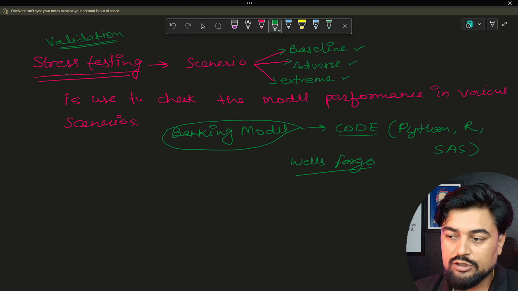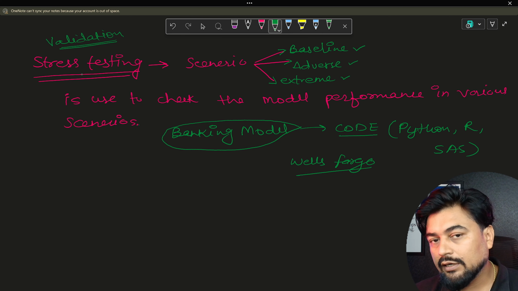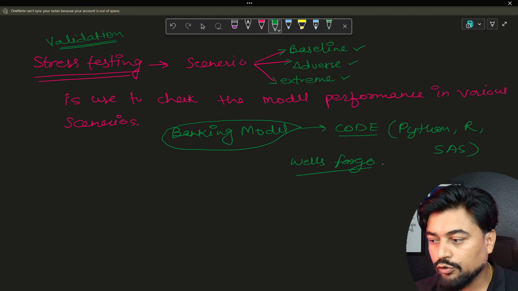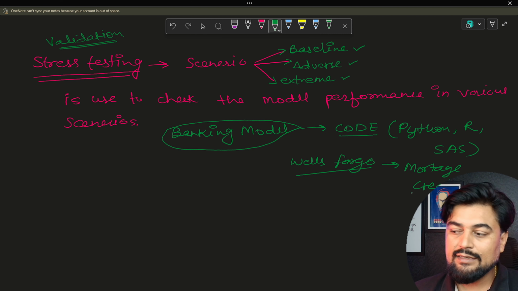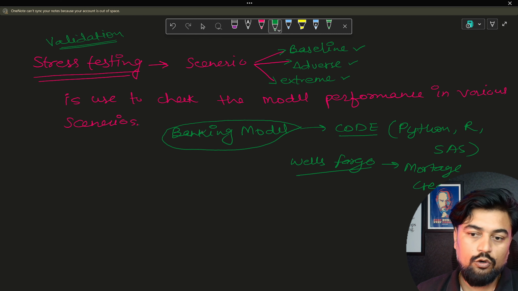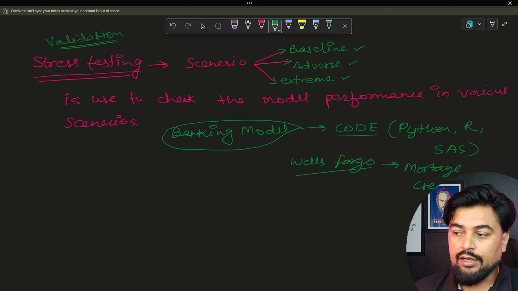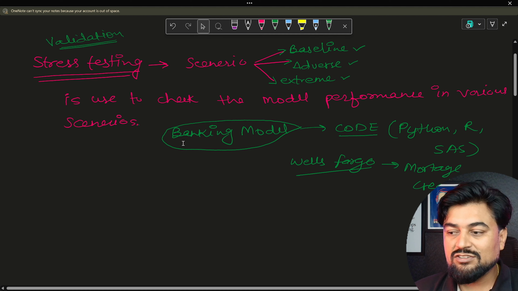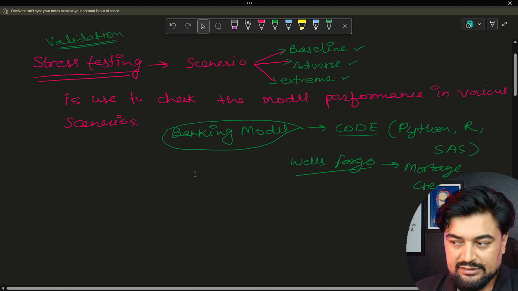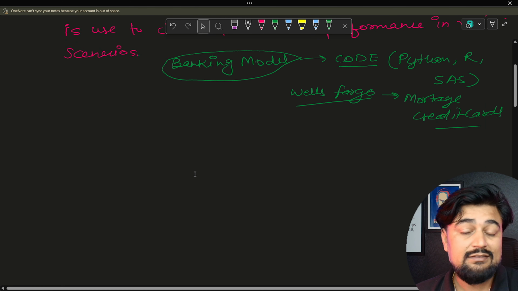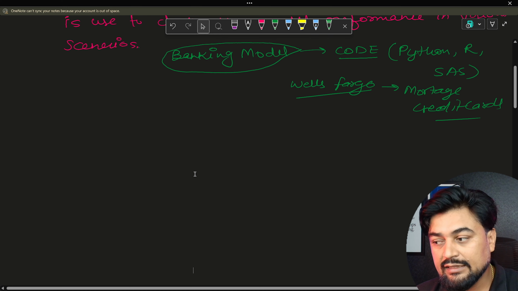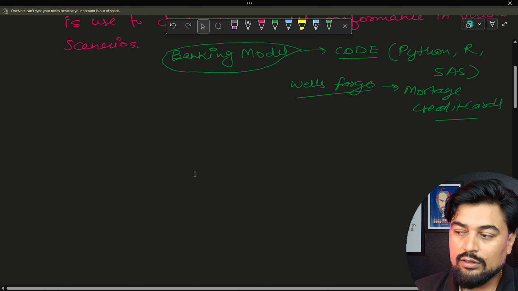All the banks, let's say Wells Fargo, have portfolios. They are working on stress testing and checking it for different portfolios. Wells Fargo has, for example, mortgage or credit cards. In all these scenarios, all these banks do the stress testing. Similarly, the teams working on stress testing do all the scenario checks. The role is to check baseline, adverse and extreme, because that is important, and you need to calculate in all these three scenarios.